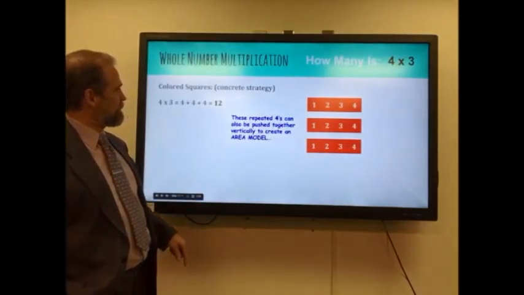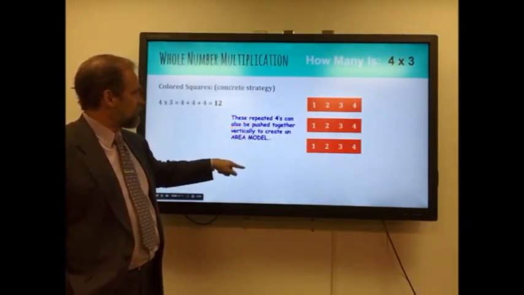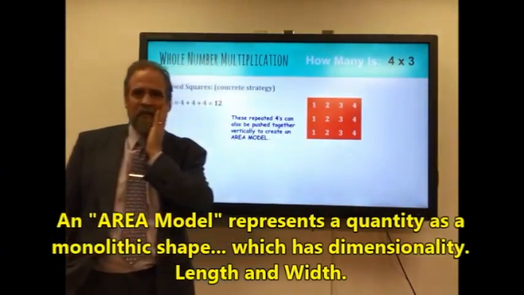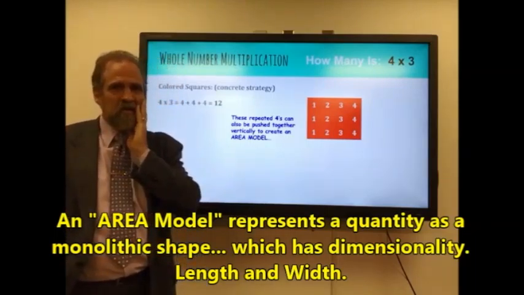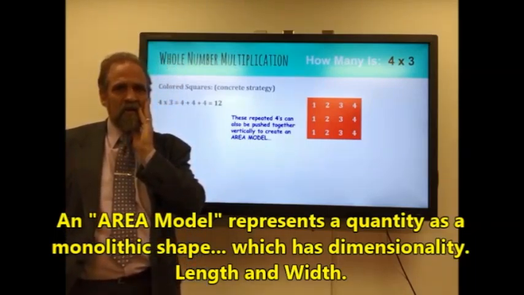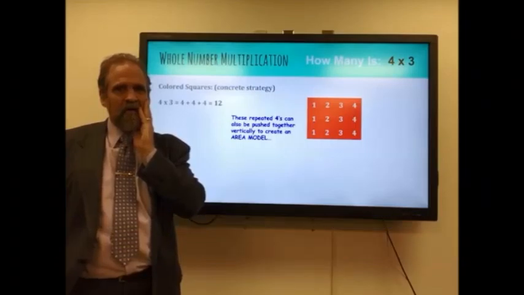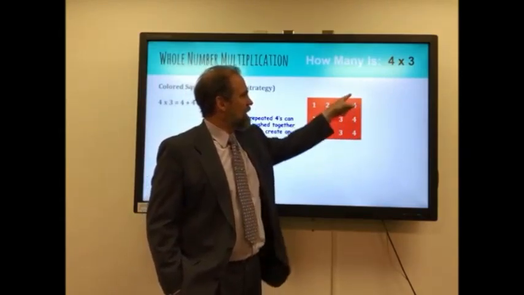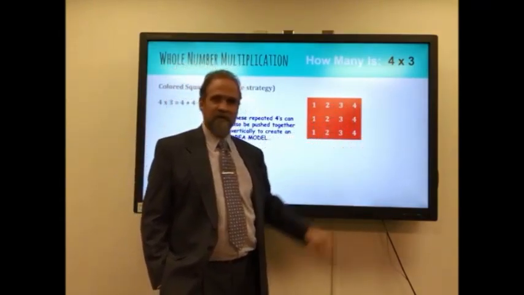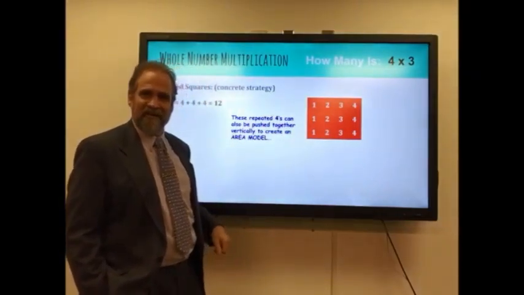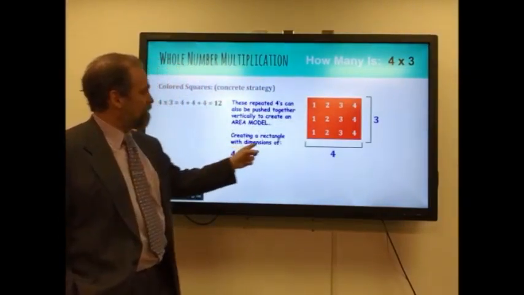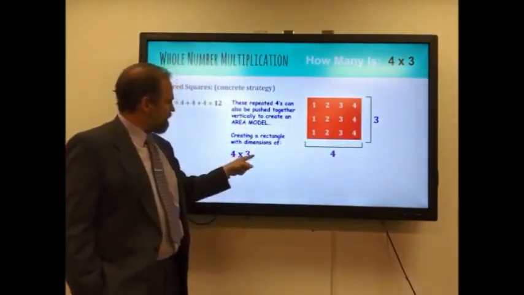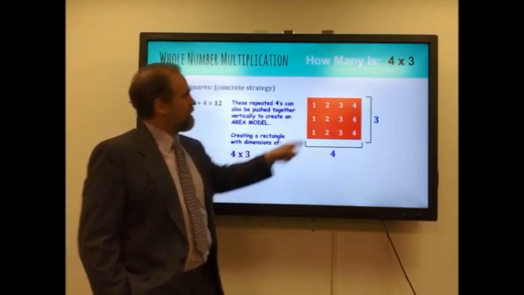Okay, that's repeated addition. These could be pushed together vertically to create an area model. Look at that. What is the dimension of that shape? What is that shape? Kind of like a square, but not quite. It's really not as specialized. It's called a rectangle. And a rectangle has dimensions. It has a length and a width, or a height. So the question is, how long is it? And how tall is it? Oh, it's 4 long and 3. So I could say that that rectangle is 4 by 3. Notice how 4 by 3 looks like 4 times 3.